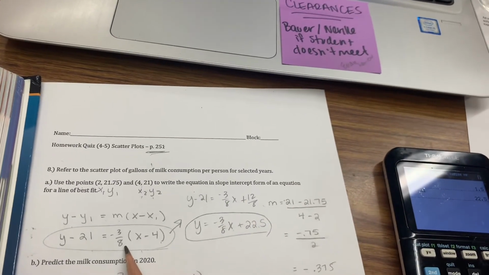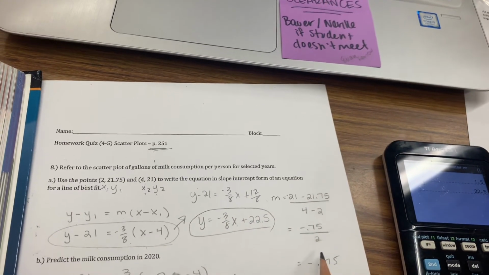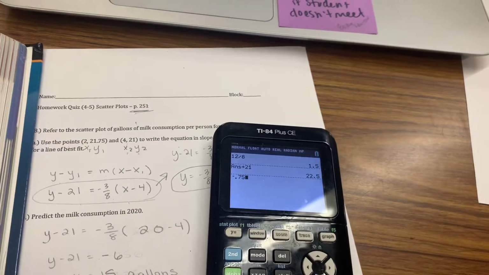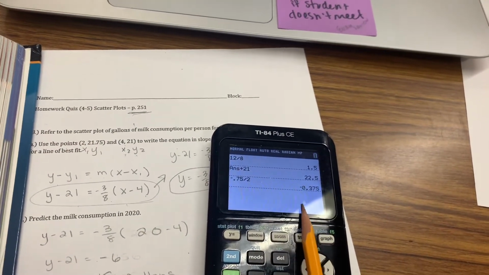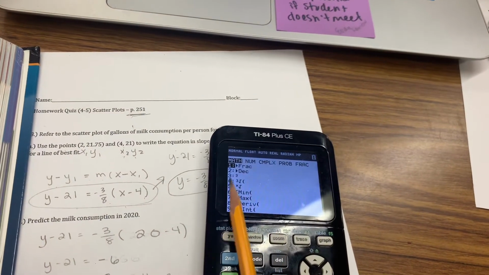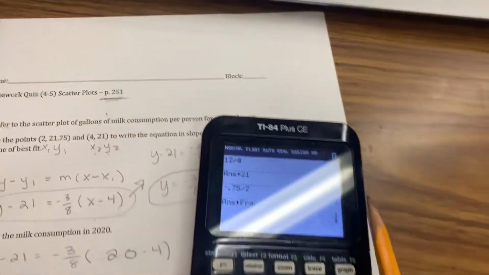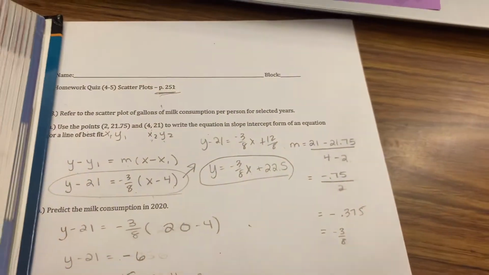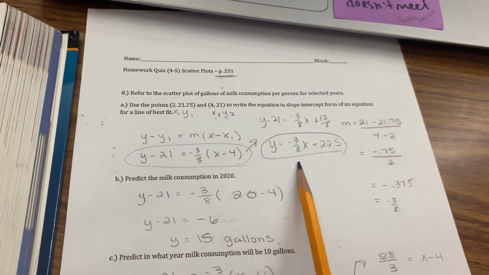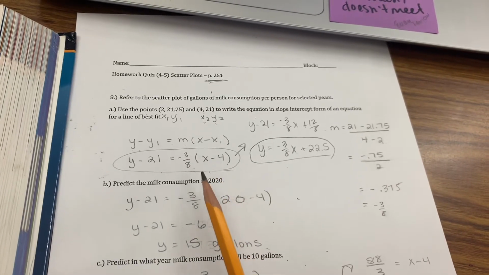How I found slope was I took my points off to the side and I found slope. I ended up getting negative 0.75 divided by 2. I don't like this, so I'm going to hit math, fraction, and hit enter. Negative 3/8. If you don't have a graphing calculator at home, that's okay, you're going to use one in school. So that's your equation. Now I took the point slope form because it's easier to work with.